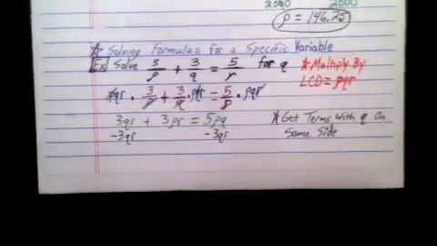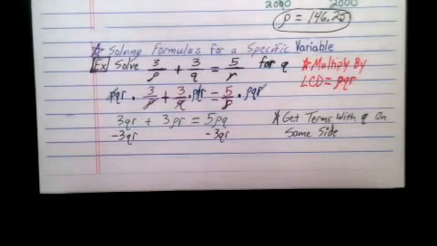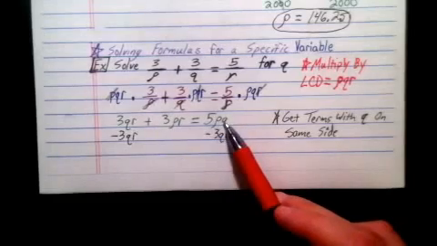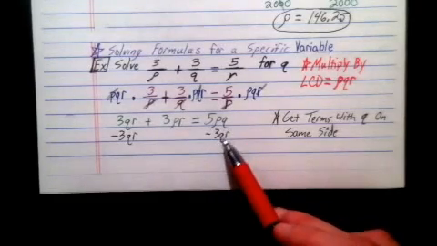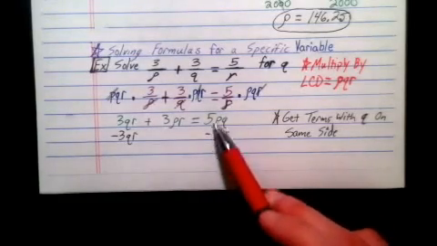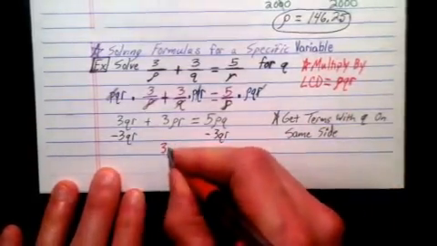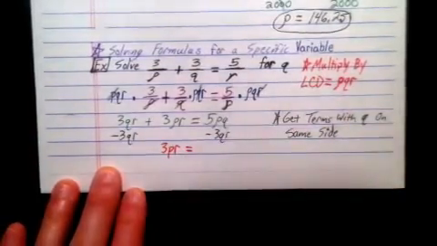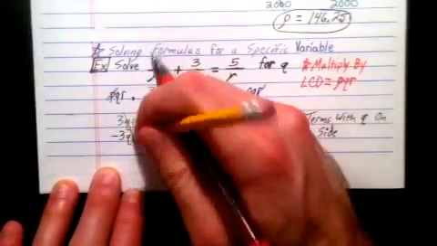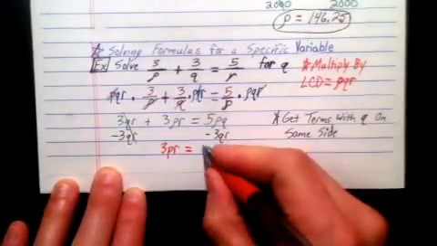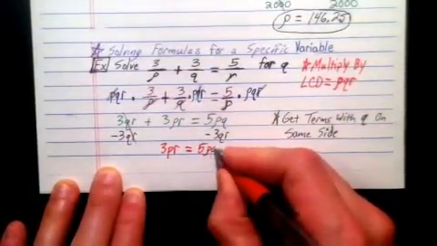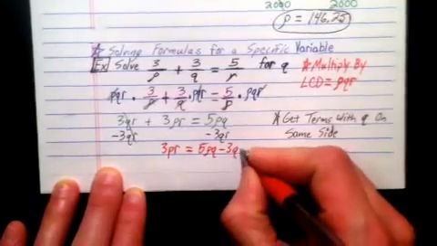Remembering what it is to be a like term. This has a PQ as variables. This term has a QR. They're not exactly matching, so we can't combine them. So what would happen is this would just be 3PR on the left-hand side, because this would cancel when we subtract. And then we just have 5PQ minus 3QR.